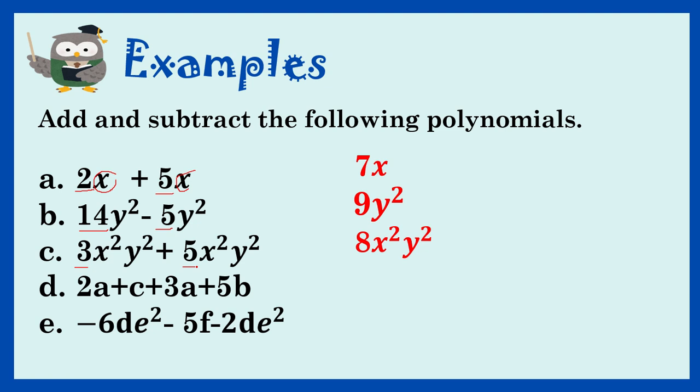For letter D, try mo nga. Okay. Ano lang yung like terms dyan? Yung 2a at 3a. Anong mangyayari sa C and B? Or yung C at 5b? They will remain as is kasi wala silang katulad. Mag-iisa sila. Magkasama lang si 2a at si 3a ang pwede mong pag-combine.